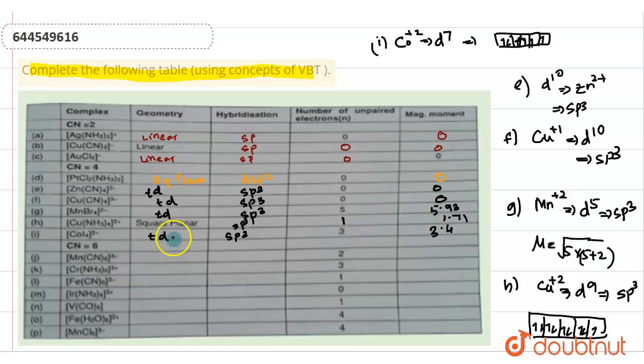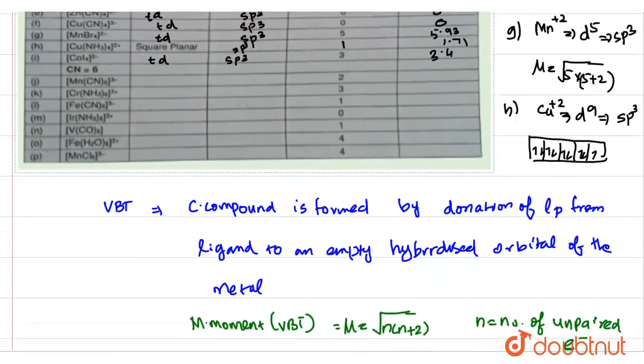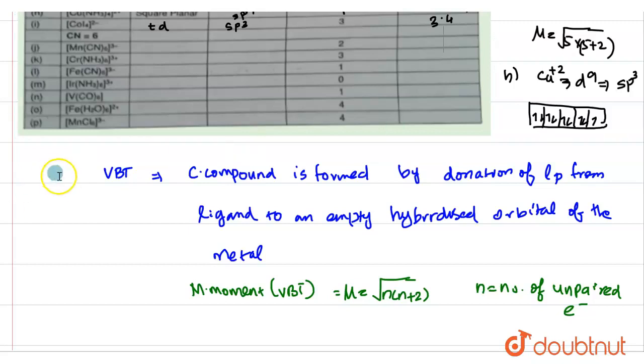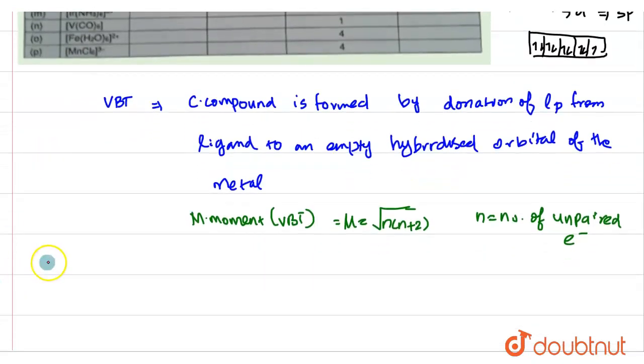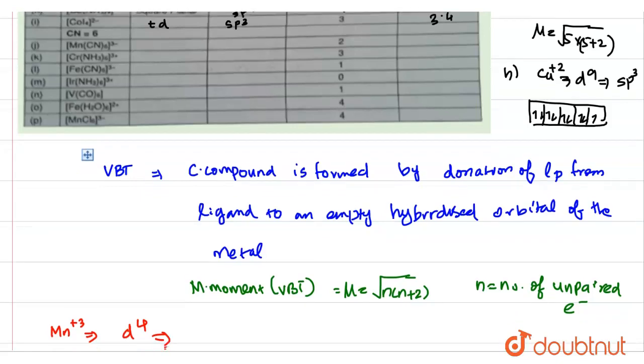Next case is coordination number 6 complexes. So let's check the coordination number 6 complexes. First one is Mn(CN)6 3-. Mn(CN)6 3- will have Mn in +3 oxidation state. It will be a d4 system. And what else has been given? We have been given there are 2 unpaired electrons.